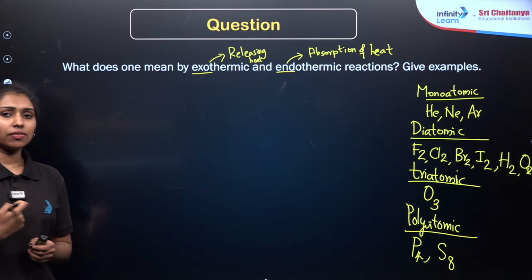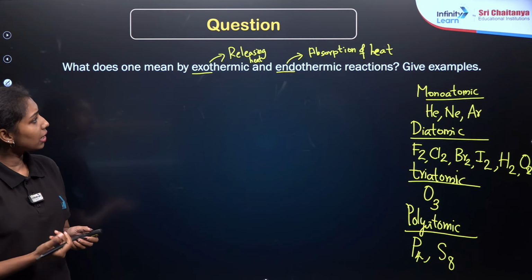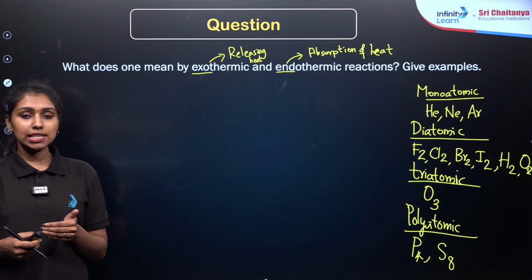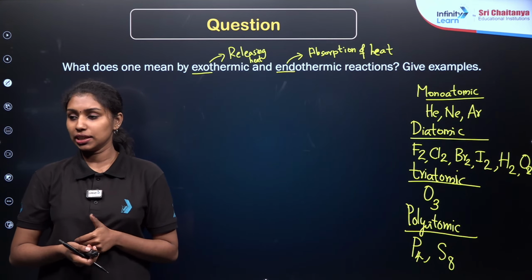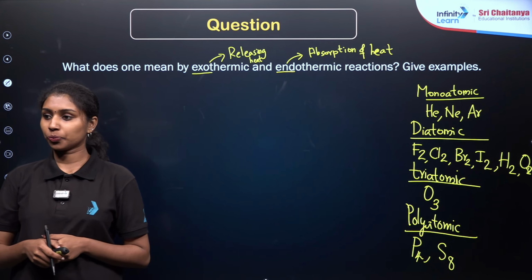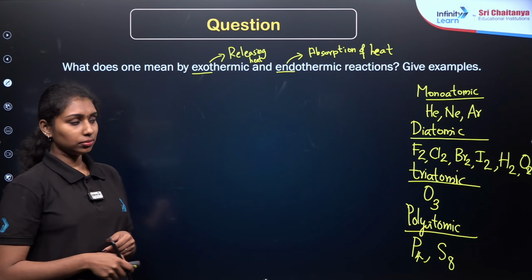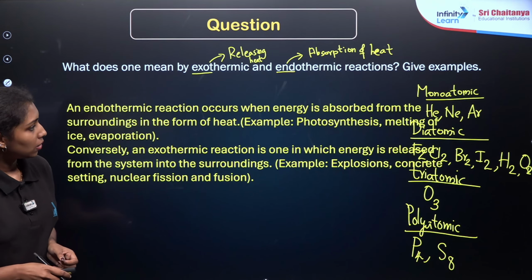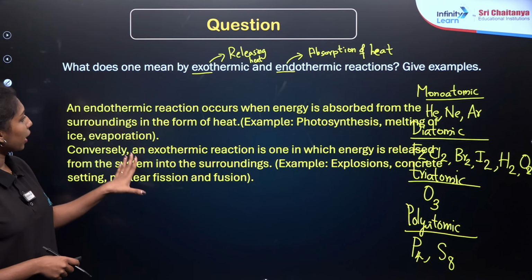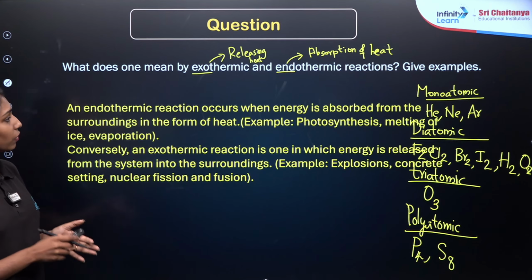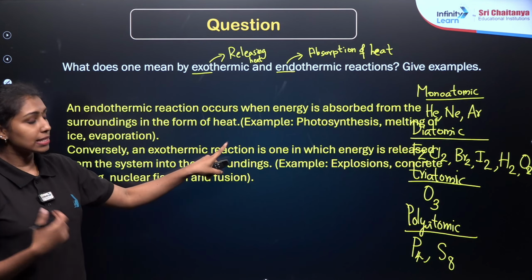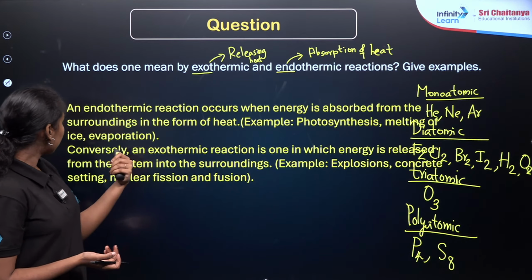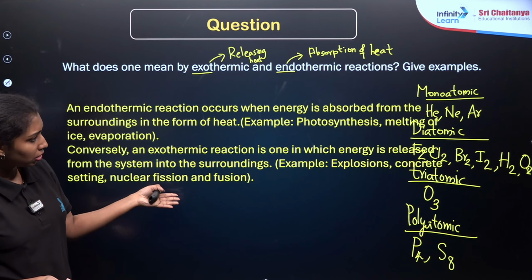If any reaction in which heat is released, that is known as the exothermic reaction. And in the case of any reaction, if they are absorbing heat, they are known as the endothermic reaction, right? I have given the explanation for the endothermic reaction here. Endothermic reaction occurs when energy is absorbed from the surroundings in the form of heat. Examples are photosynthesis, melting of ice and evaporation, right?